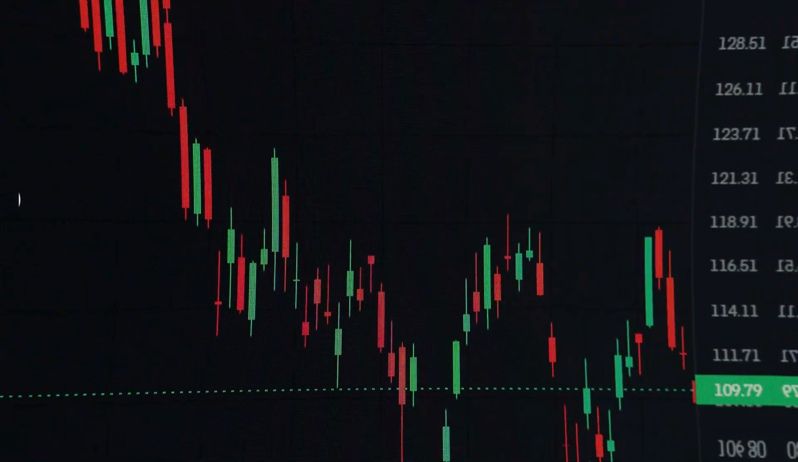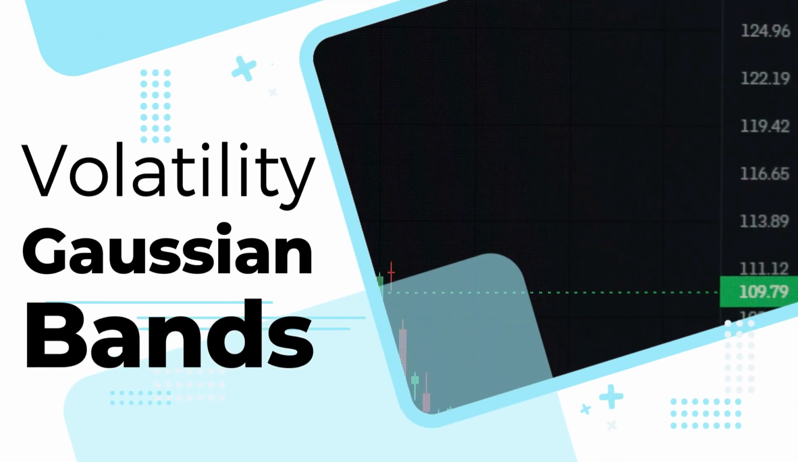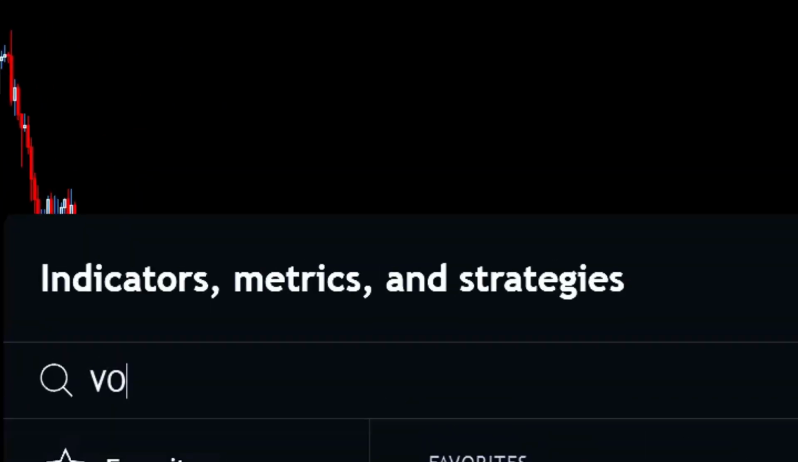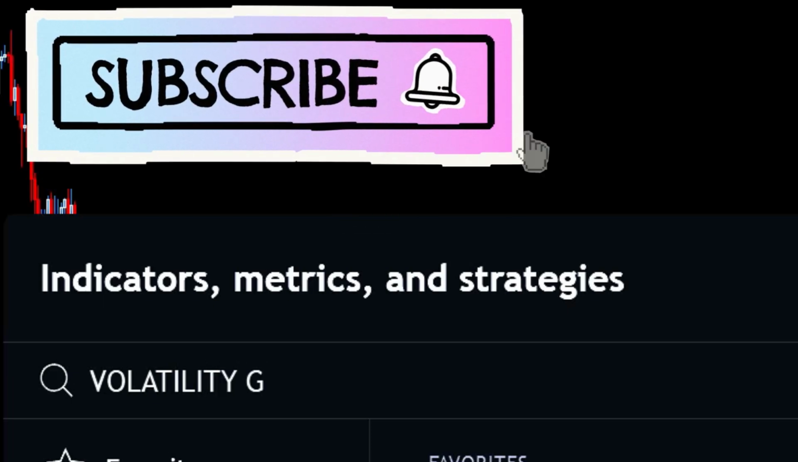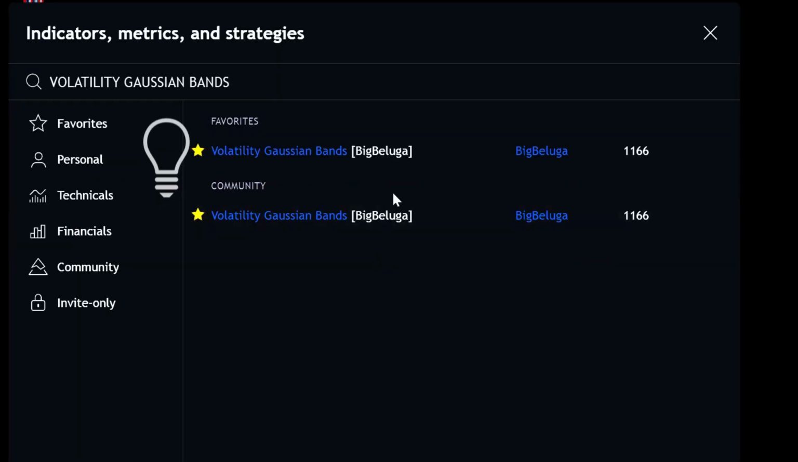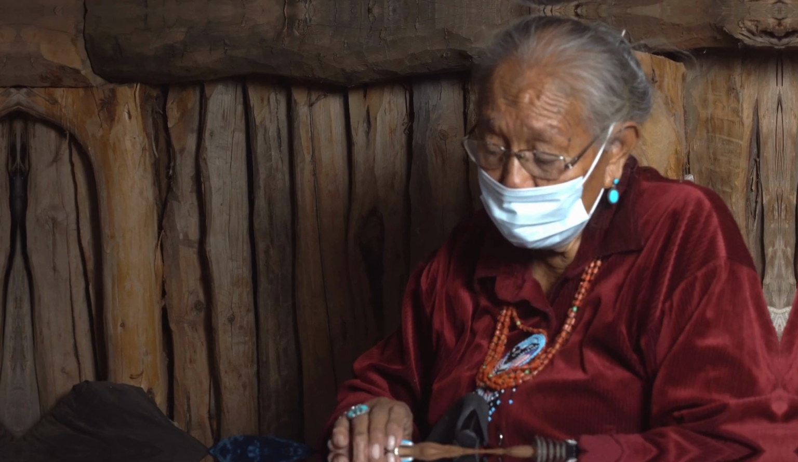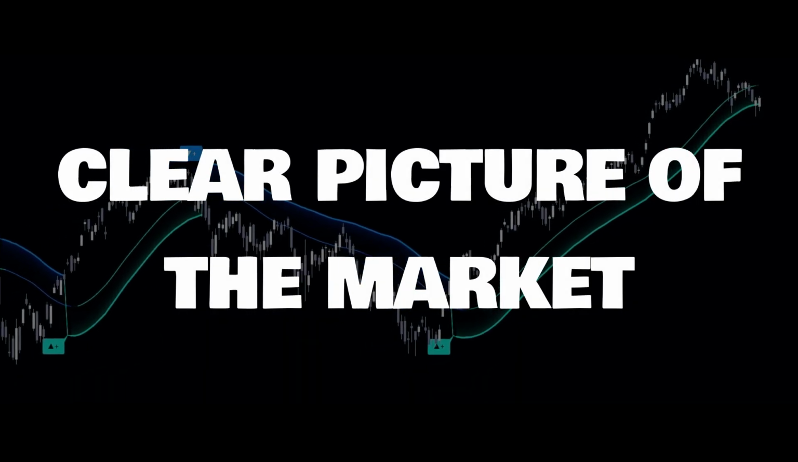In this strategy, we're cracking two free indicators. The first one is a real game changer. It's called Volatility Gaussian bands, especially the one by Big Beluga. Now, this isn't your grandma's indicator. It's designed to give you a super clear picture of what the market's doing, especially when things get volatile.